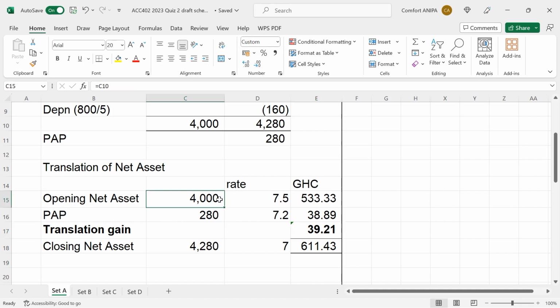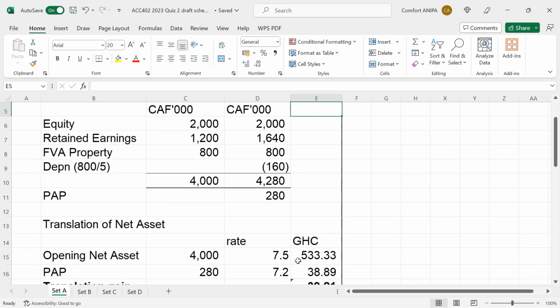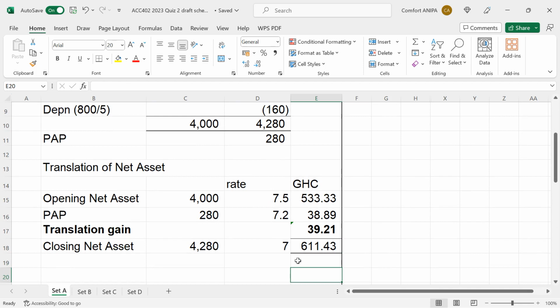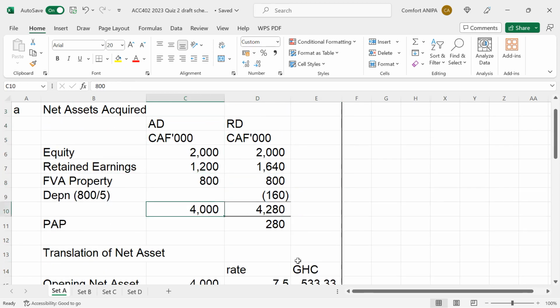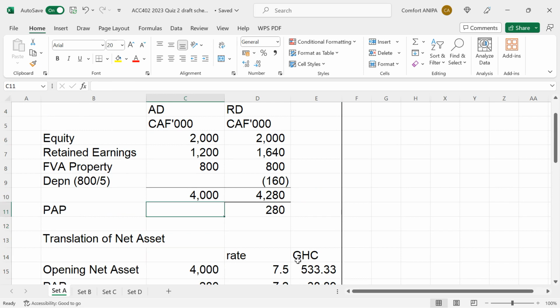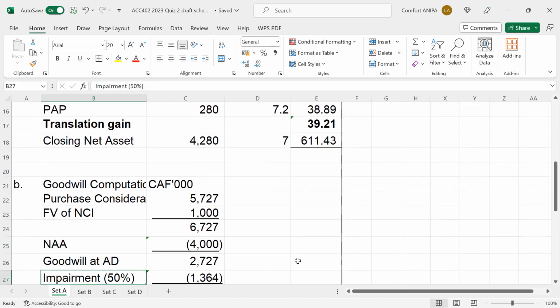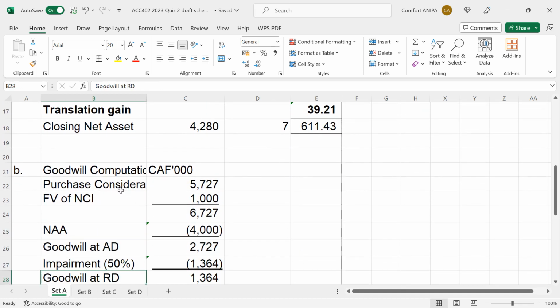I'm pausing a bit for you to reflect on this and to think about what you did yourself and whether you were able to go through the procedure this way. If you don't, then you are getting it wrong. So this is the translation. You are to translate, but you must first determine the value of your net asset at acquisition and at reporting and the post-acquisition profit. Then you translate them.